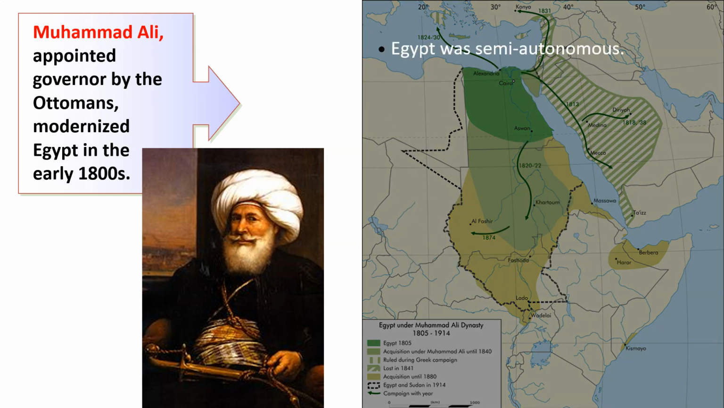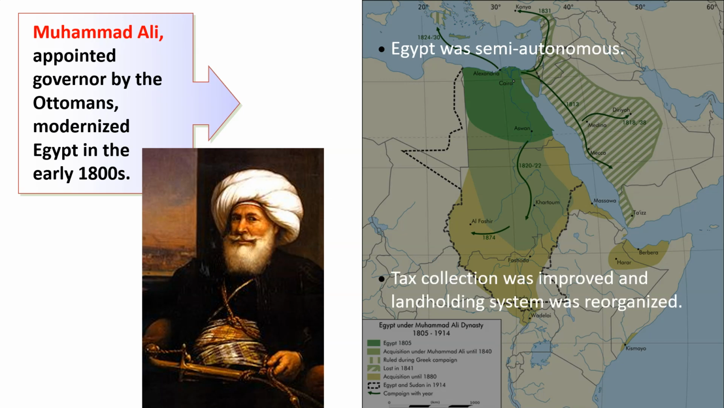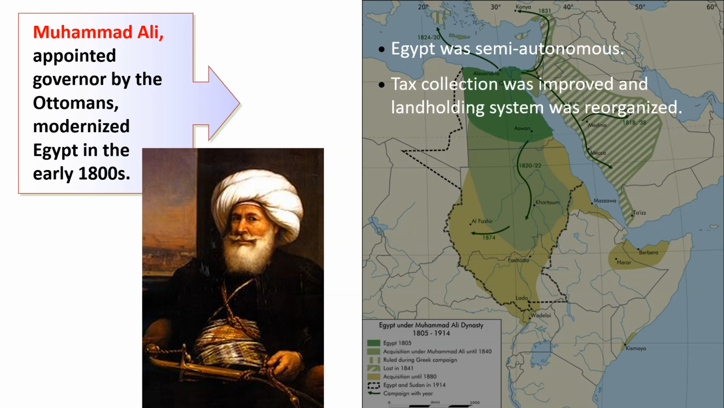Now, at this time, Egypt really was semi-autonomous. As we talked about, the Ottoman Empire is in decline. The local rulers in the far reaches of the empire have more and more power. And in this part of the Ottoman Empire, Muhammad Ali had significant autonomy. He improved the tax system. He improved the land holding system, reorganized it to make it more efficient and more fair.